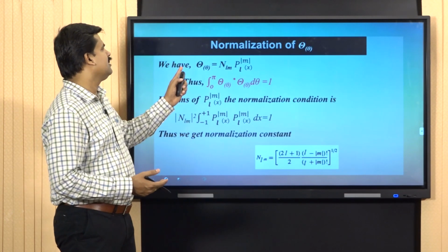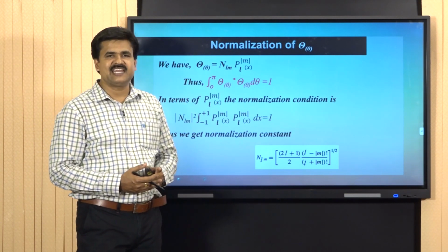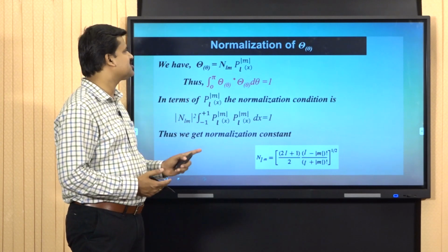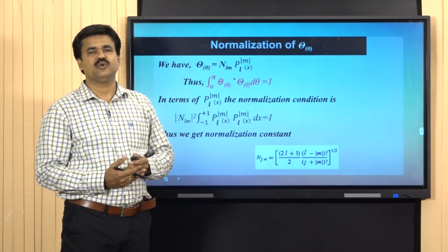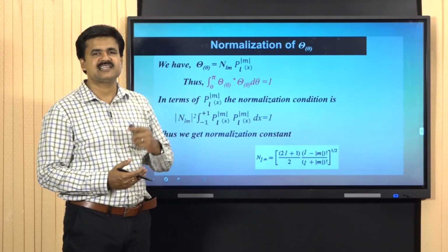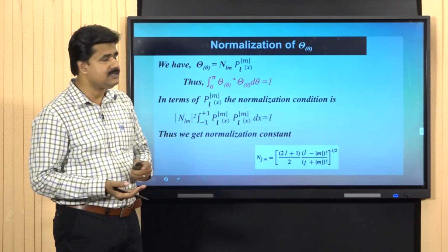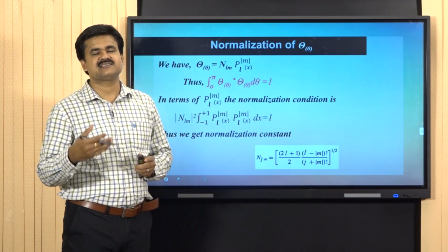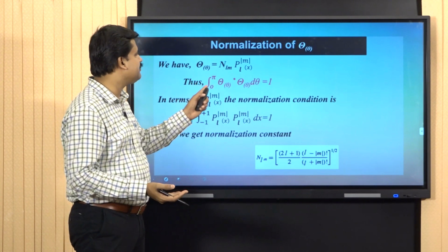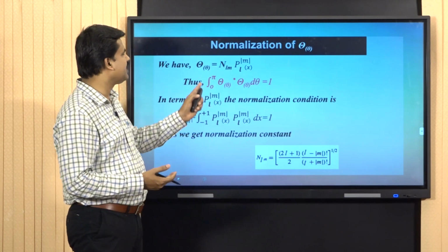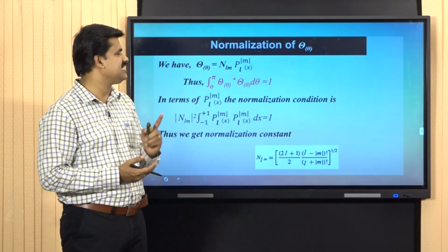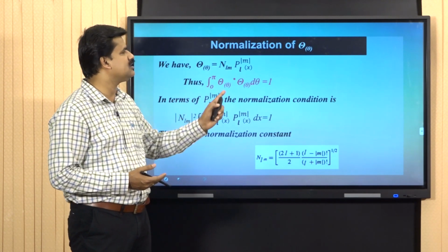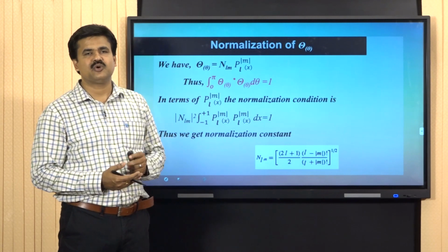We have Theta(theta) is equal to N_LM P_L^M(x). Thus, on integration by applying the condition of normalization, that is the integral of psi star (r,theta,phi) psi (r,theta,phi) d tau is equal to unity. Here the integral is from 0 to pi, since the range of theta is from 0 to pi. The limit of the integral is diminished to 0 to pi. So the normalization condition for the theta function is the integral from 0 to pi of Theta star(theta) into Theta(theta) d theta, and that should be equal to 1.